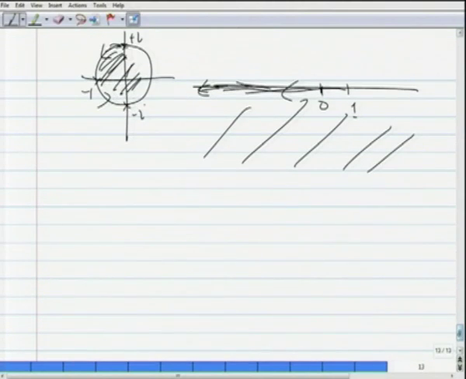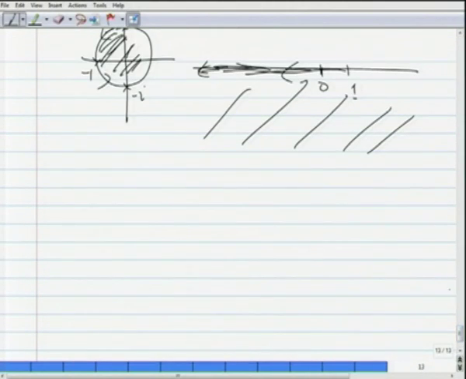So, we will conclude this discussion on Mobius transformations with this example. I will stop here.